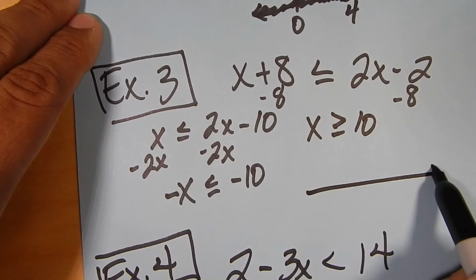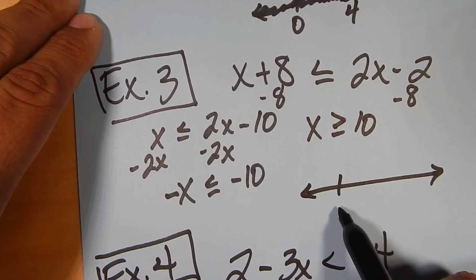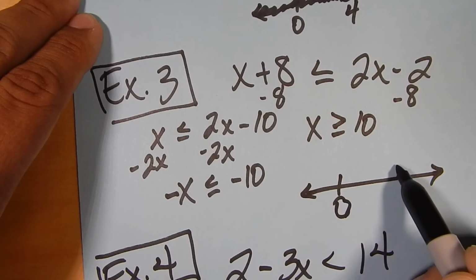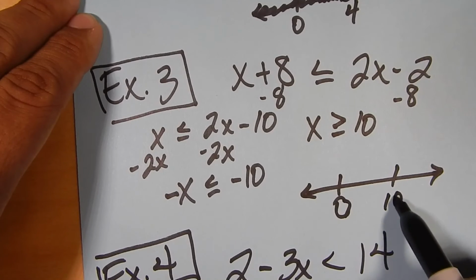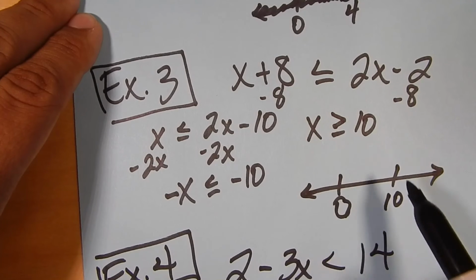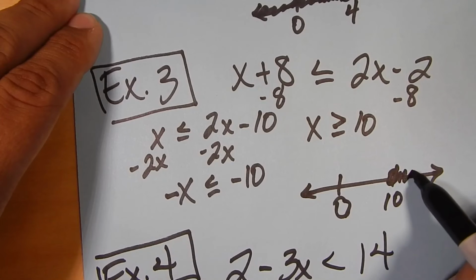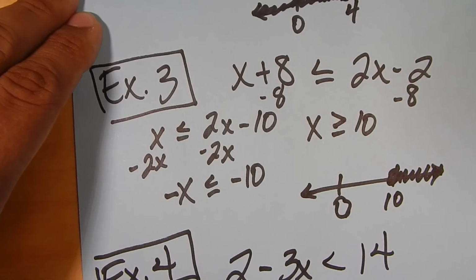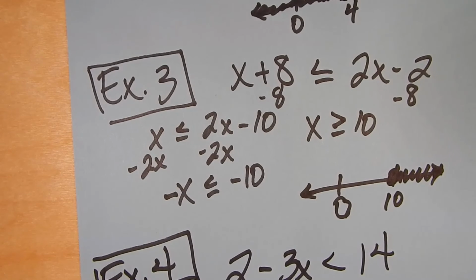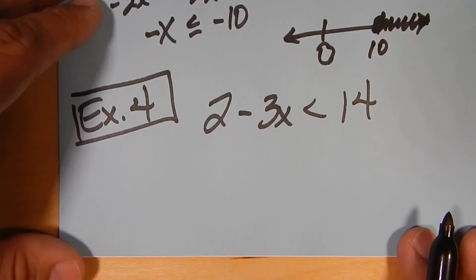Now when we go to graph it, again, we need some ingredients here. We want to know where 0 is at. We'll say 10's right about there, and we're greater than or equal to, so we're going to include this point, and we're going to go to the right. Okay, last one.